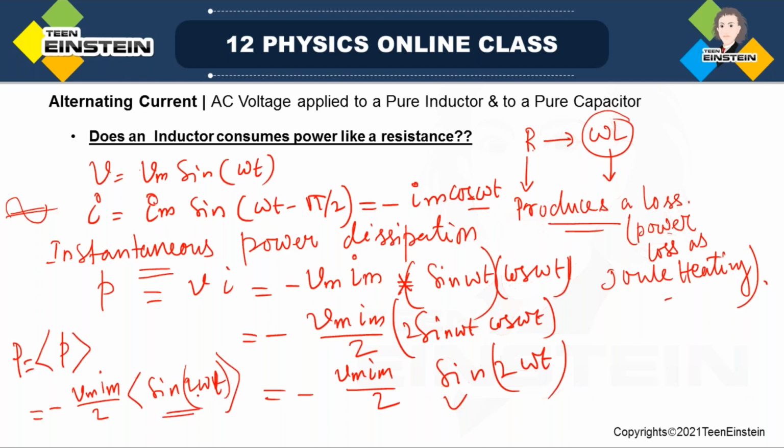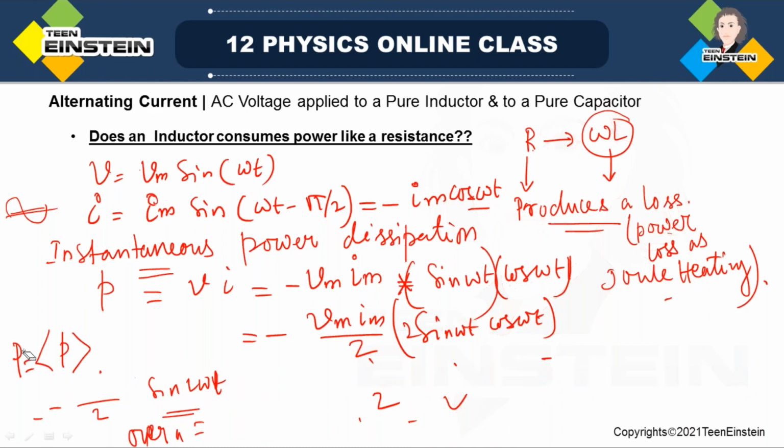When you take the average of sine 2 omega t over a full cycle, this term will be 0. The average of sine 2 omega t will be 0. So finally, what do we get? The average power in the circuit.